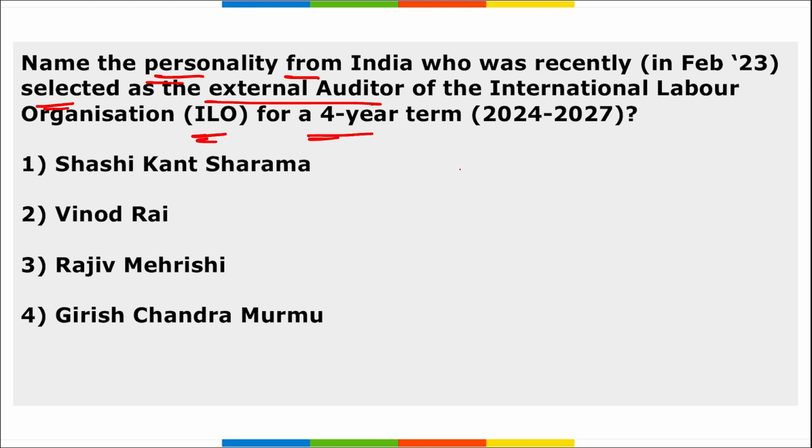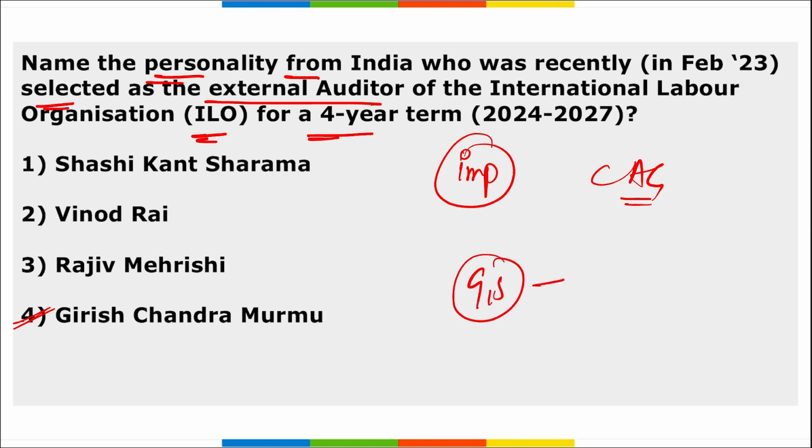Next, name the personality from India who was recently selected as the external auditor of the ILO for a period of 4 years. Very important information. He is the CAG of India, Girish Chandra Murmu ji. He has been appointed as the external auditor of the International Labour Organization in Geneva, Switzerland, and his term will be for 4 years.